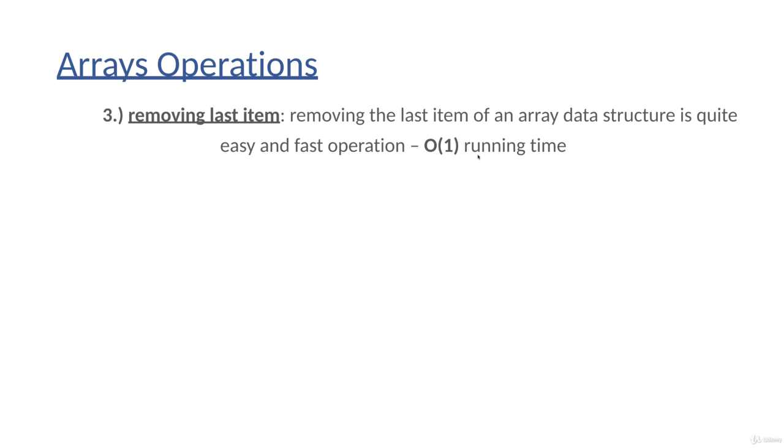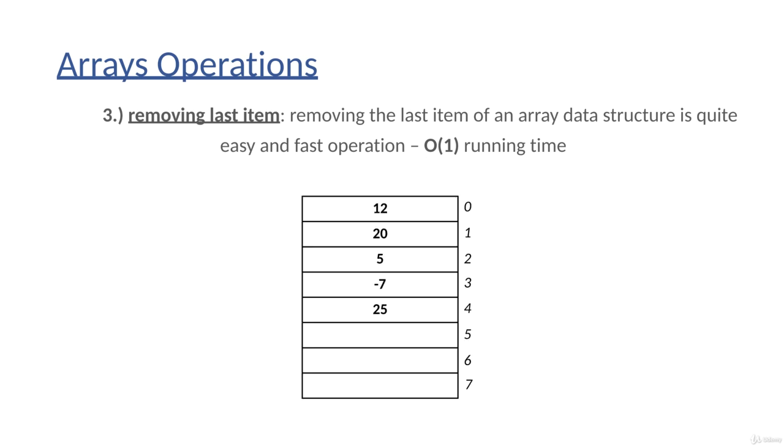What if we would like to remove the last item from an array data structure? Again, it is quite fast. We can do it in order 1 constant running time complexity. So for example, we have these values and we would like to remove the last item, we just have to remove it. Again, we would like to remove the last item, we just have to remove -7, and so on. So removing the last item again is quite fast.